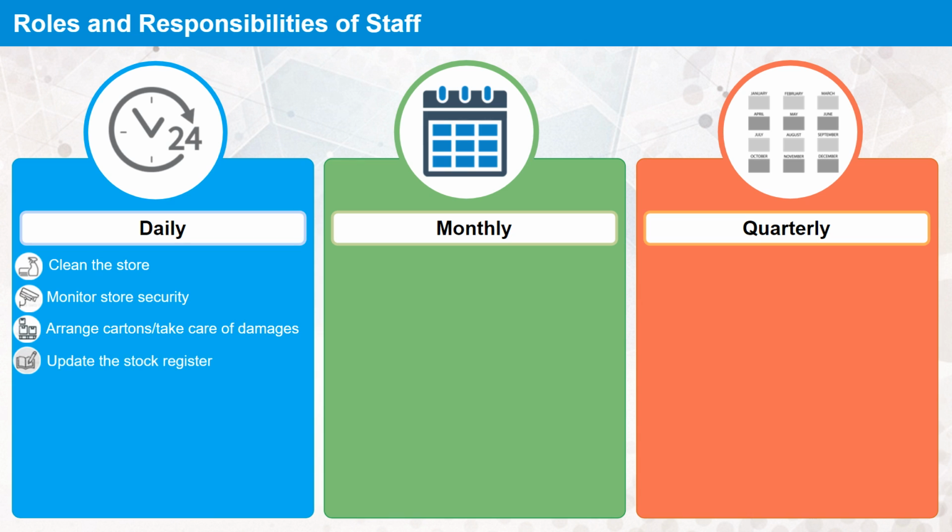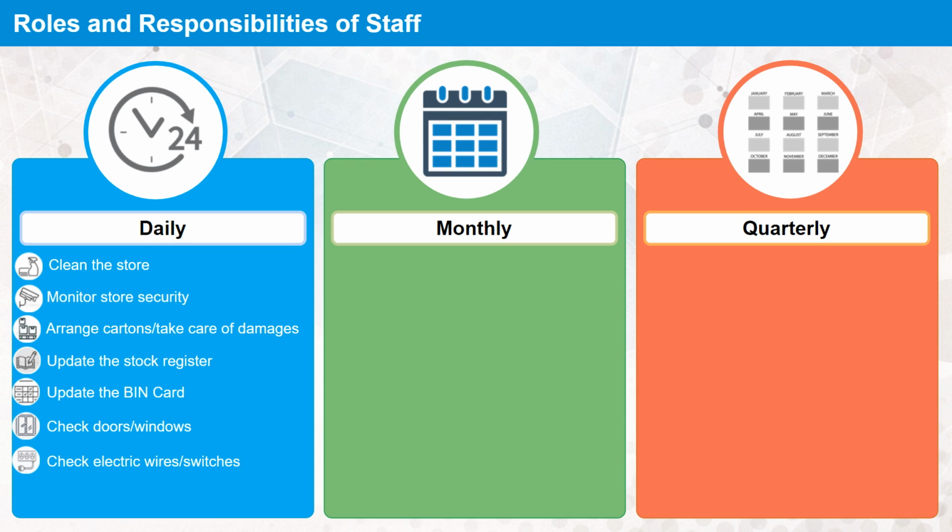updating the stock register, updating the bin card, regularly checking walls, doors, and windows of the store and taking necessary action if needed, and checking electric wires and switches on a regular basis to keep the store safe.